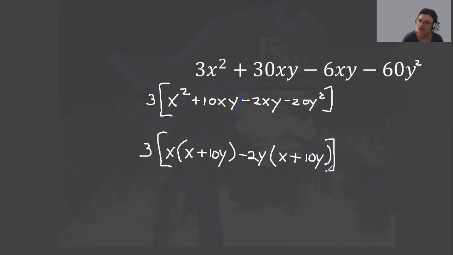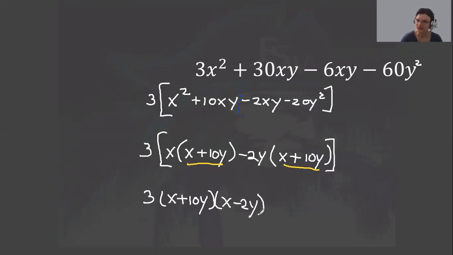So let's go ahead and put all this into a nice final form. We have that 3 in front, but they also seem to be sharing a common x plus 10y. So that's our other factor. And then finally, we have the factored out x and the factored out negative 2y. So we have x minus 2y. And with that, we have our final factored problem. I recommend this approach anytime you're dealing with 4 terms.